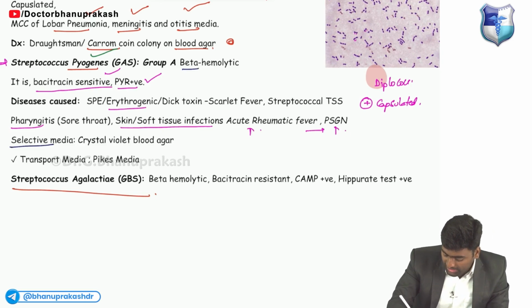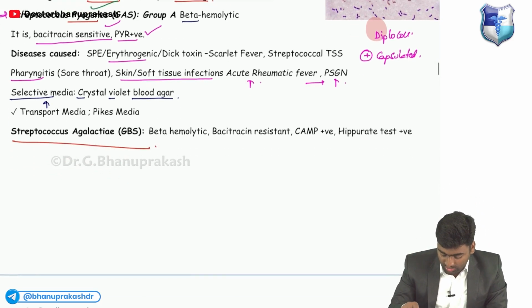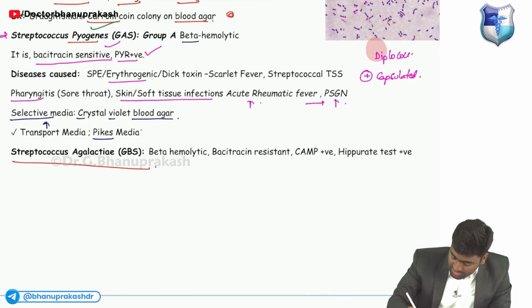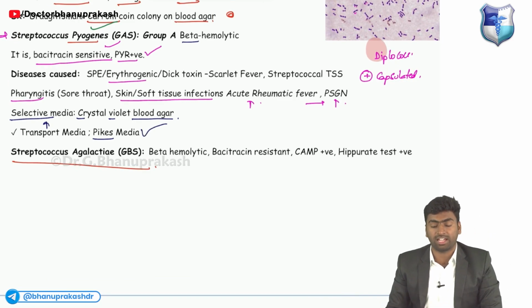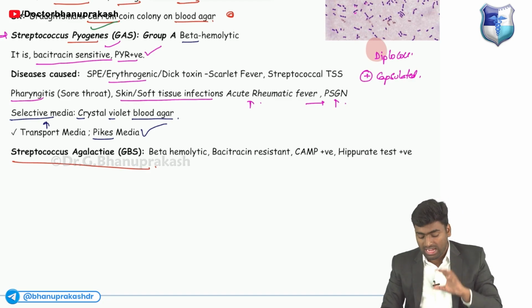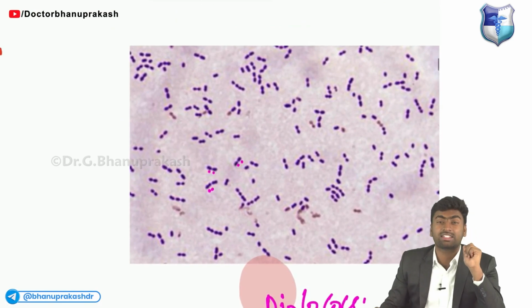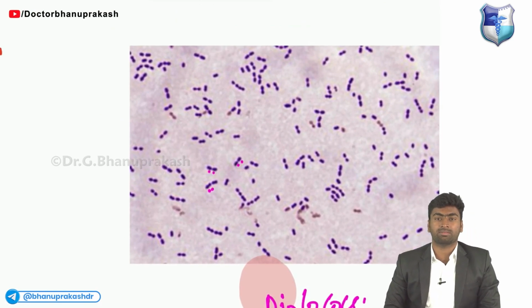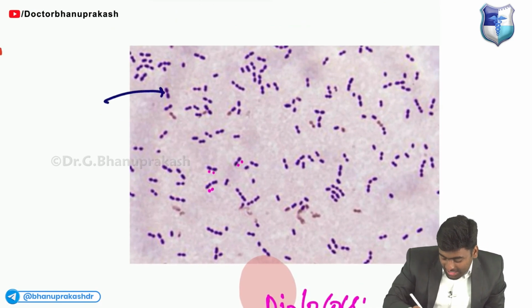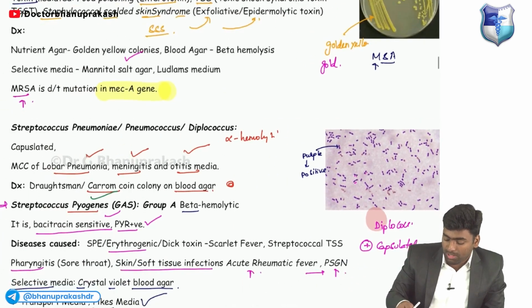And as I told you, it will be beta hemolytic. So what will we use? We'll use crystal violet blood agar as a selective media. And for transporting, we'll use Pike's media. So for diagnosis we'll use crystal violet blood agar, and for transporting we'll use Pike's media. And is this a gram-positive or gram-negative organism? It is purple in color, so gram-positive.